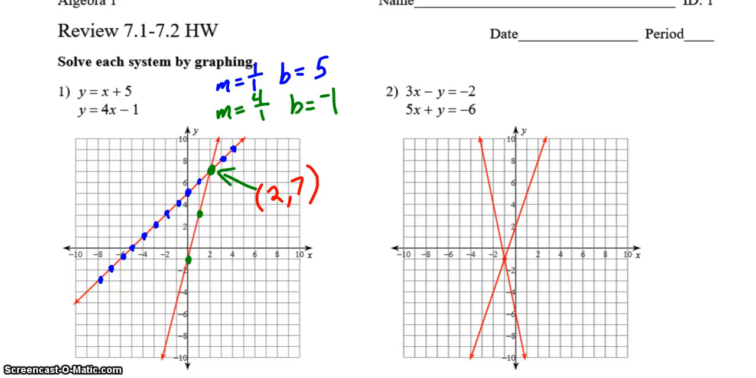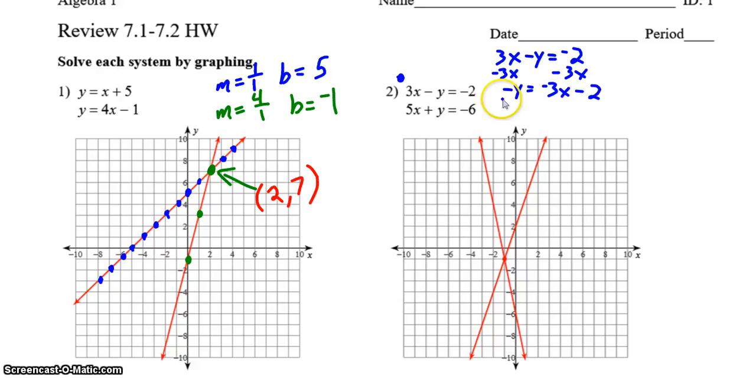Now, in our second example, what we have here is we have to get y by itself in both cases. So, for our first line here, which I'll do in blue, to get y by itself, I'm going to first move the 3x over. So, right now it's 3x minus y equals negative 2. I'm going to subtract 3x over. So this becomes negative y equals negative 3x minus 2.